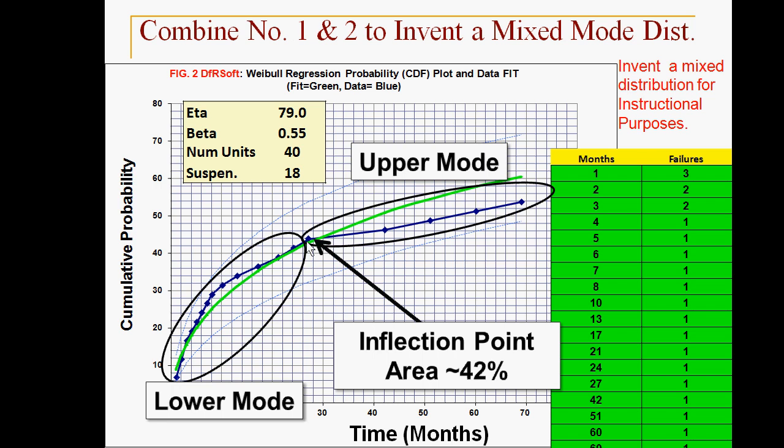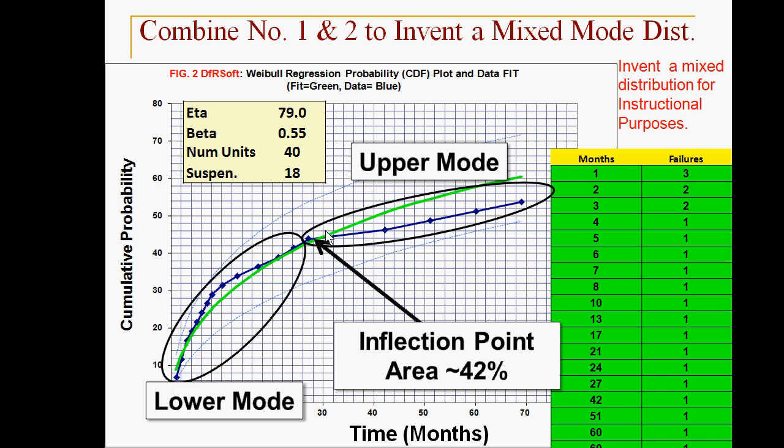Here's two distinct distributions, an upper and a lower mode. This is a probability plot, the CDF, the cumulative probability for failure, versus time. And this is the percent that has failed over time. And here's our data right here. We also notice that we have 18 suspensions in our units.